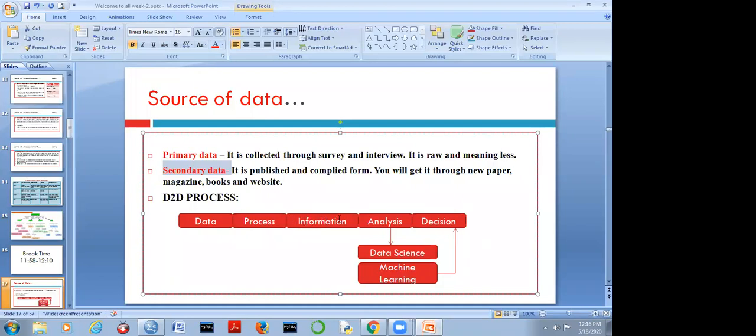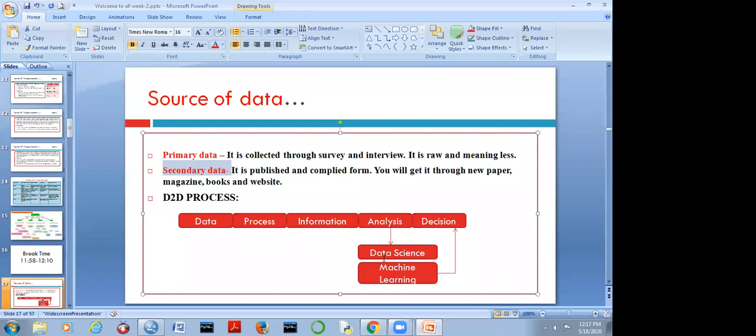That information is in the form of output or result, and then what is next? Then you read that and analyze that result. And then you take the decision. This is the data to decision process. But when you are in the analysis phase, you may want to go more in depth, more into the insight of that data. Then you enter into data science.